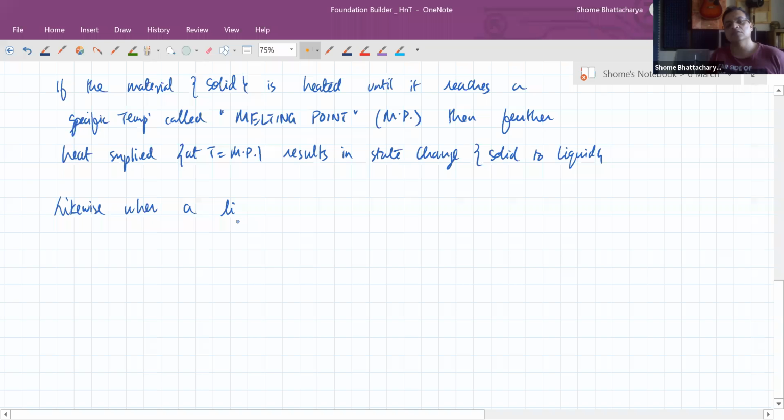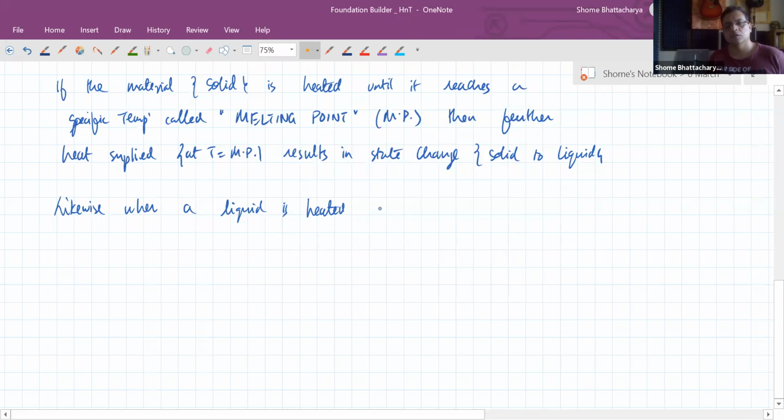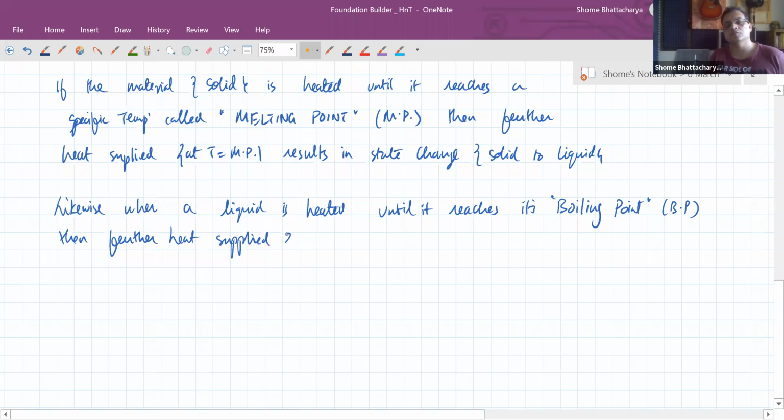Likewise, when a liquid is heated until it reaches its boiling point, then further heat supplied at a temperature equal to the boiling point results in state change from liquid to vapor.